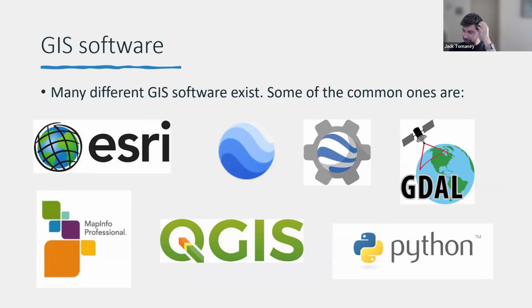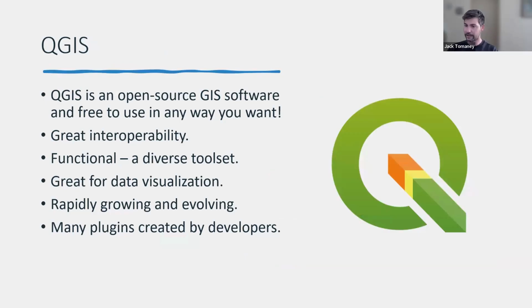We have a few here. We have QGIS, which we're going to be using today. Esri ArcGIS is one of the most popular ones, but you have to pay for it. We have Python and GDAL, which are code-based GIS systems. And then we have Google Earth Engine, which has been talked about previously as well, which is an online platform for GIS. But what we're going to be using today is QGIS, and also in potential future practical sessions, we will be using QGIS.